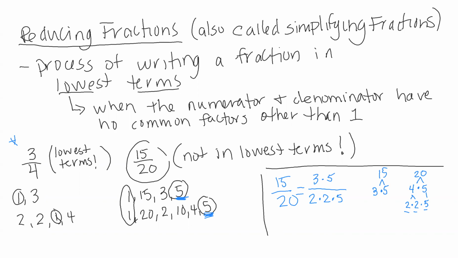I want to cancel anything that's in the top and the bottom. So notice the 5s cancel. And the product of whatever is left is your reduced fraction. So in the numerator, I just have a 3. In the denominator, I have 2 times 2 or 4. So earlier we simplified this fraction by just dividing out the GCF. Here we did the same exact thing by reducing the fraction, except we used prime factorizations.